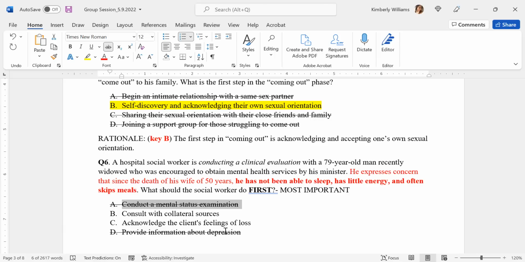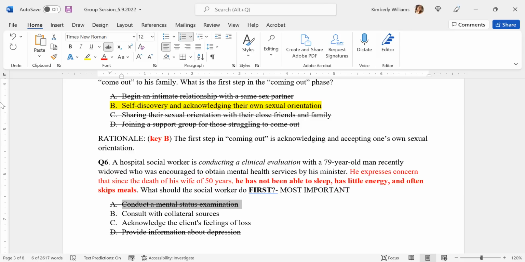Okay, all right, so C, my C's, y'all tell me why we're going to acknowledge the client's feelings of loss first. Why is that the most important thing y'all want us to do? Yeah, I like C as well. But why? I just want to know y'all's rationale, because y'all got to know when y'all are picking these answers why the answer is the answer. That's how we learn. So y'all mean to tell me y'all picked this answer and y'all don't know why it's the answer?